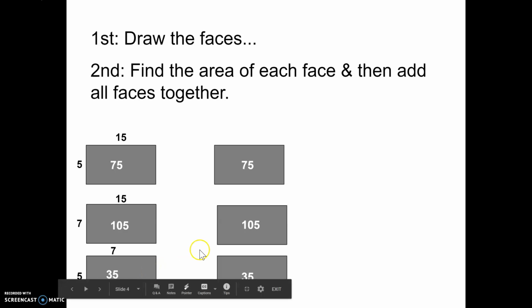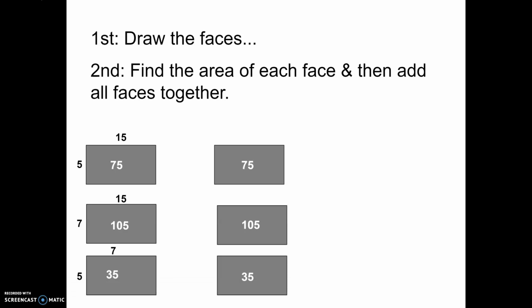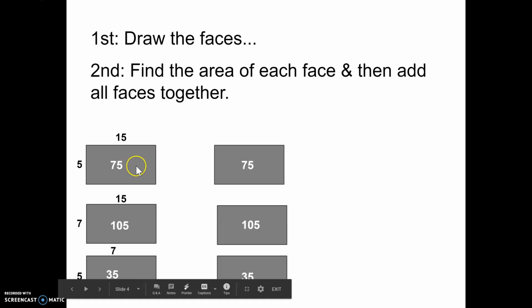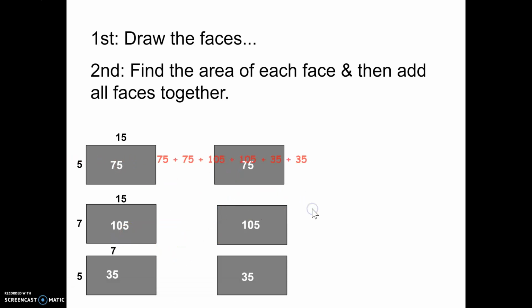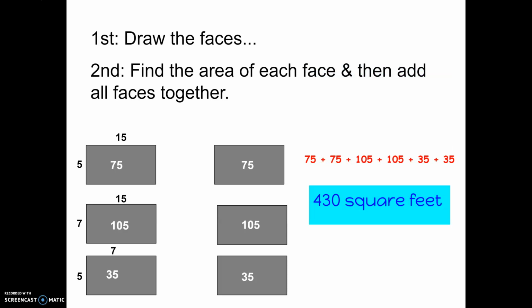If you need to rewind, I'm going to share this PowerPoint with you also so you can go through it slower if you need to. Once I find the area, and that's those in white, I'm going to add all those together. I add all 6 faces together, and I get a total of 430 square feet. This was your easier shape to do, so I think y'all will probably remember this one pretty easily.